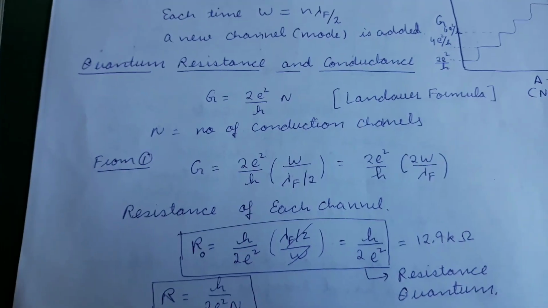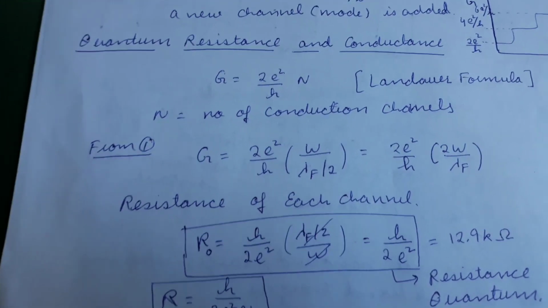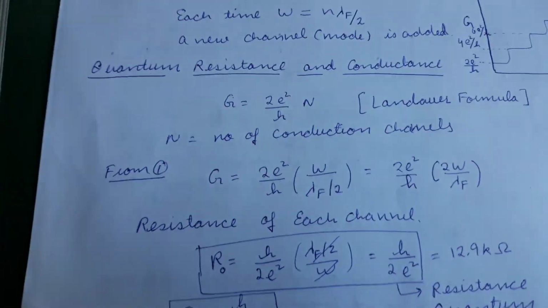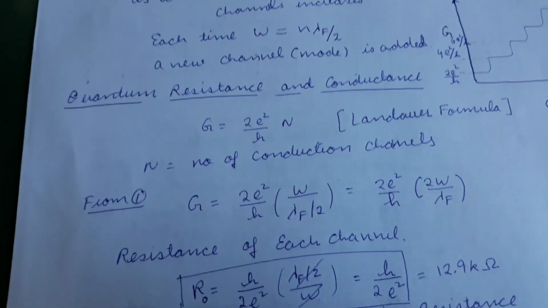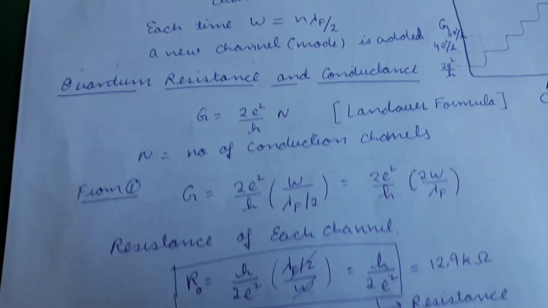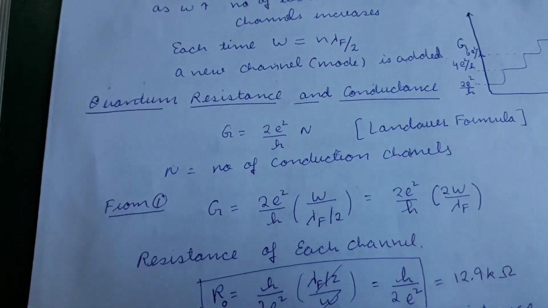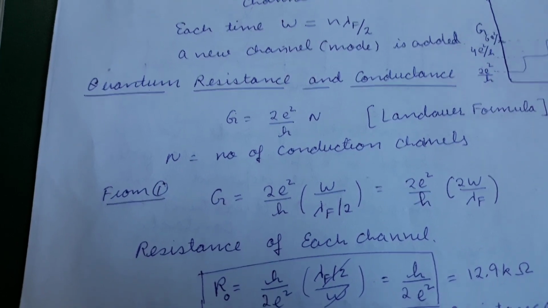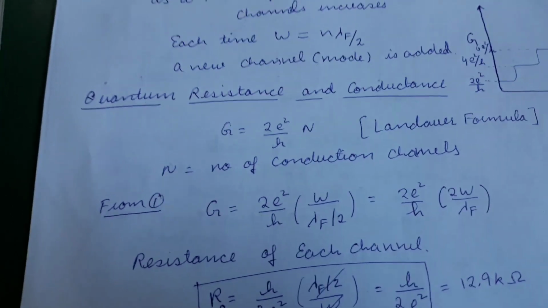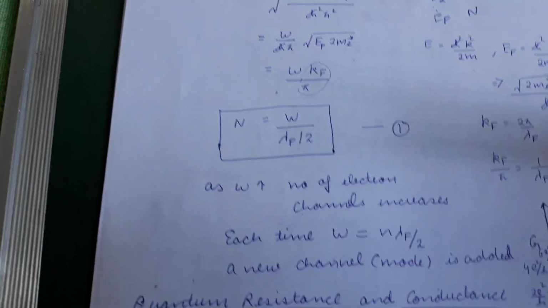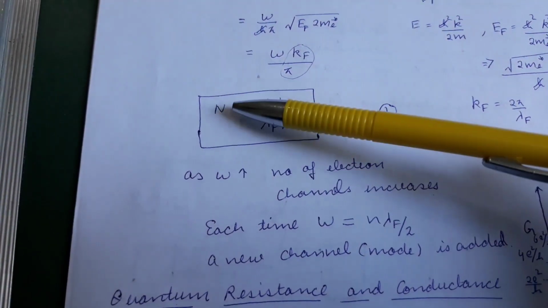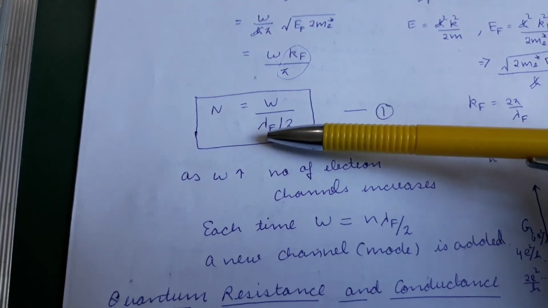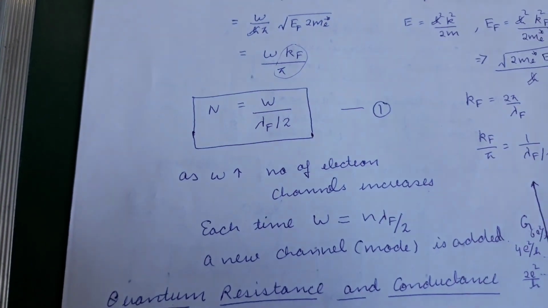So we have been studying ballistic transport in these lectures. We have found out that conductance and resistance are quantized if the channel length is of the order of its mean free path, and the cross-sectional area is of the order of the de Broglie wavelength of the electron, which is the Fermi wavelength in this case. So in that kind of situation, the number of channels will be given by the width upon lambda f upon 2, where lambda f is the Fermi wavelength.